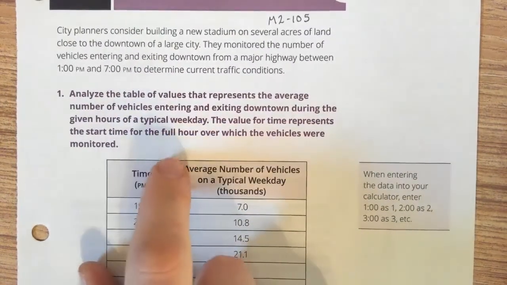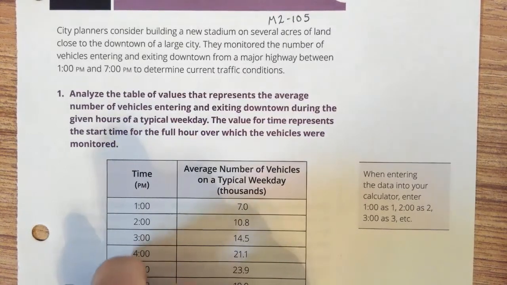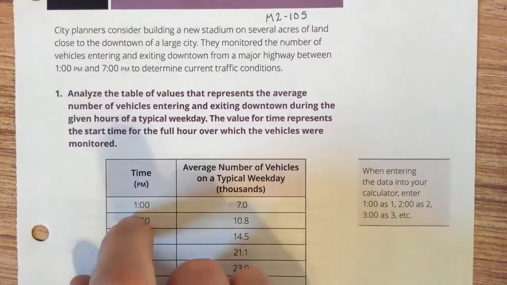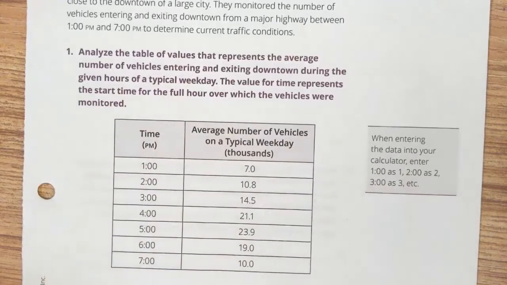Looks like some city planners are thinking about building a new stadium on some land close to downtown. They monitor the number of vehicles entering and exiting downtown from a major highway between 1 and 7 p.m. to determine current traffic conditions. If there's too much traffic, maybe they try to build a stadium somewhere else. So it gives us all the information that they gathered.